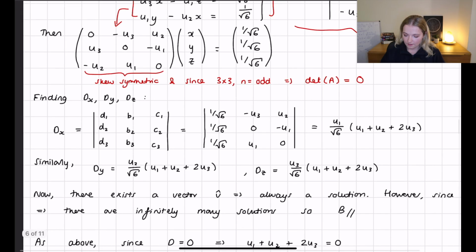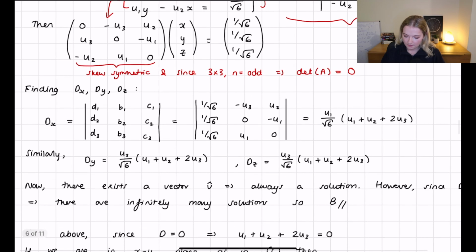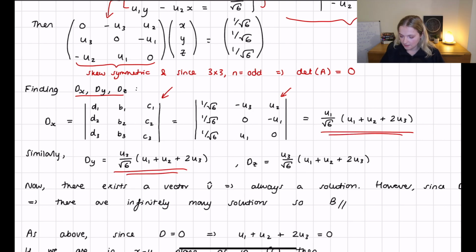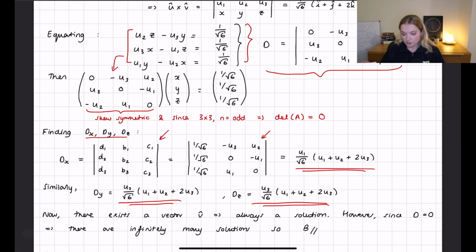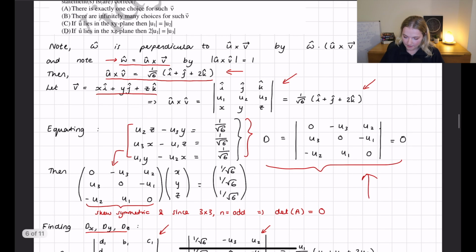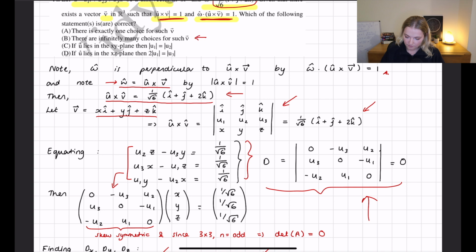So we're just going to continue and look at dx, dy, dz here. Now if you remember, the formula for dx is given by this, which we can substitute in here, and we end up with this value here for dx, and then we can do the same for dy and dz here. In the question we're told that there always exists a vector v, which means there must always be a solution. However, because we have shown that the determinant equals 0, it means that there are infinitely many solutions for this vector. So that means we have b is correct. So there are infinitely many solutions for v.